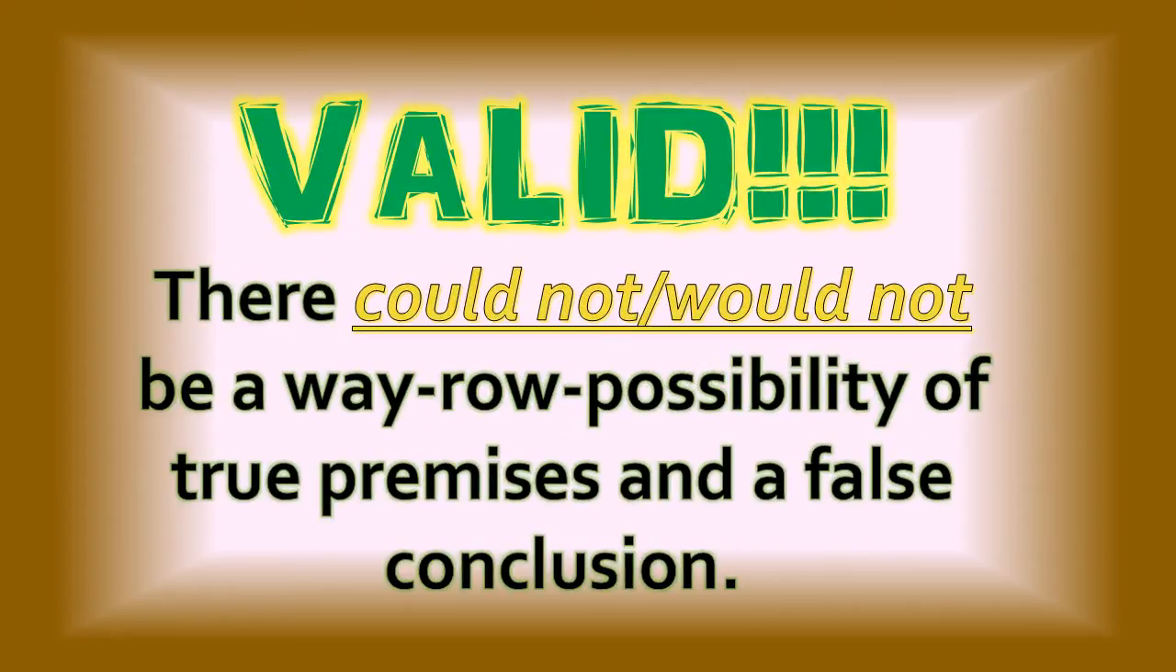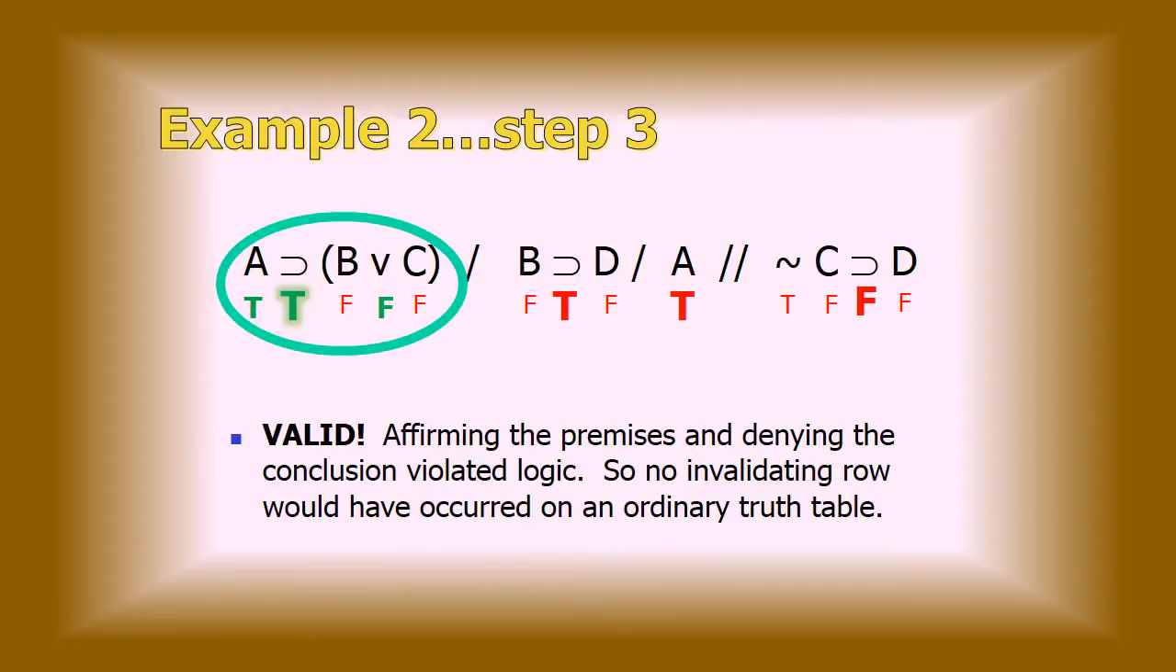So there would not be a way, row, or possibility of the premises being true and a false conclusion. When we tried to assume that, we were led into contradictions, and that's proof of validity, when our attempt to make the argument look invalid winds us up contradicting ourselves. So affirming the premises and denying the conclusion would violate our definition of the horseshoe. So there would be no invalidating row on our truth table if we had written the entire thing out longhand.